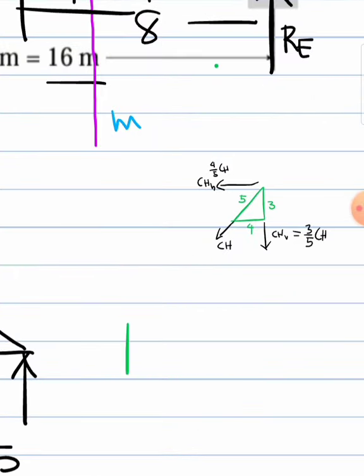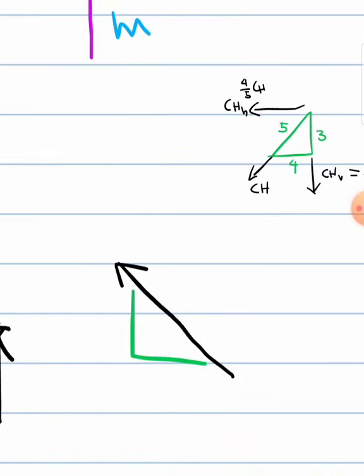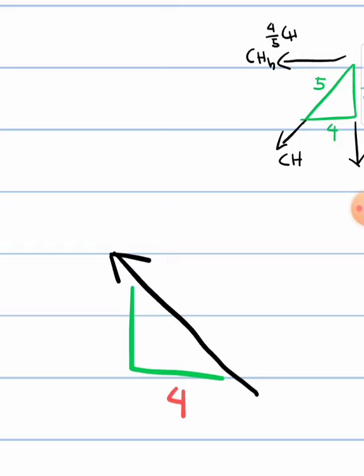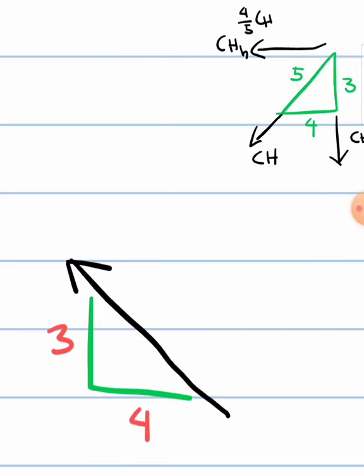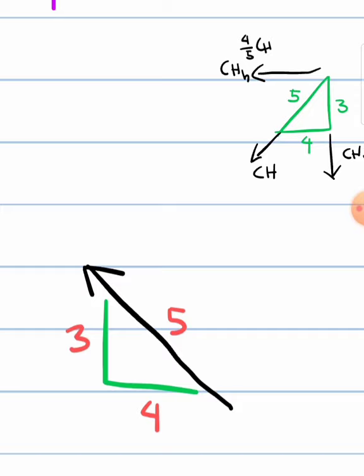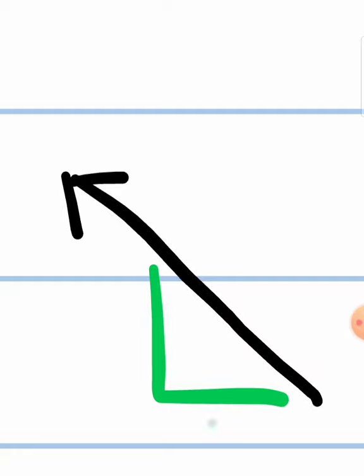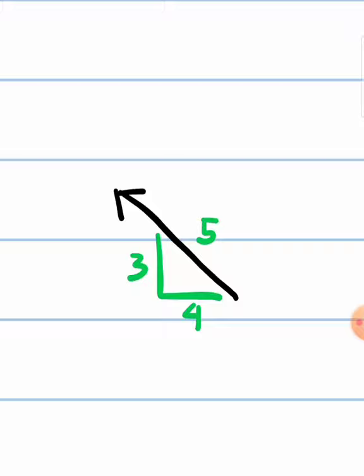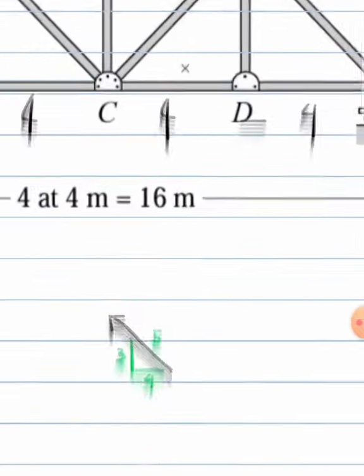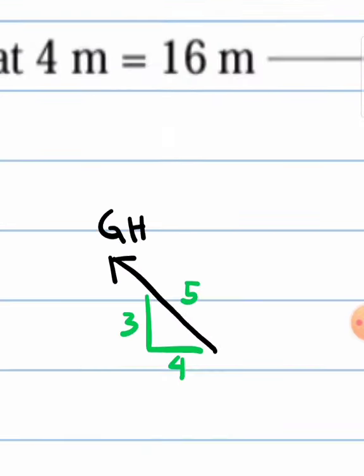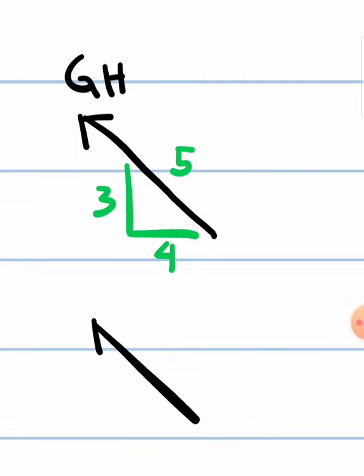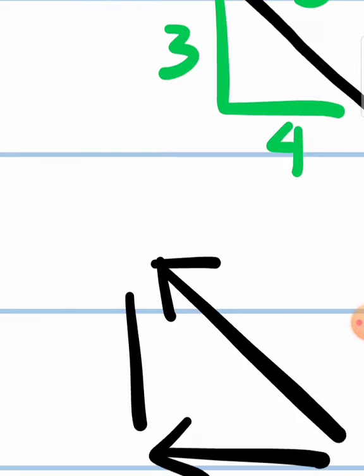Therefore, GH has a slope of 4, 3, and since this is a 3, 4, 5 triangle, we just found out that the slope of GH is 4, 3, and 5. So now, doing again what we did for CH, to find the slope of GH, we will use a similar triangle.